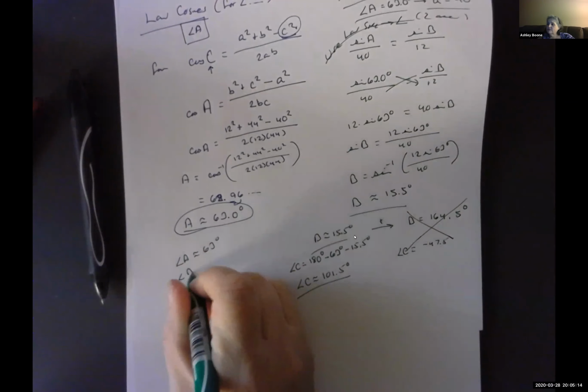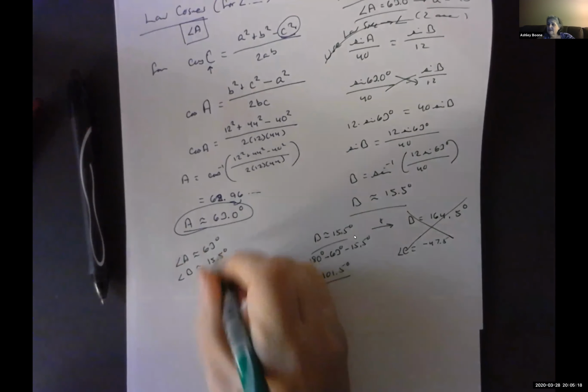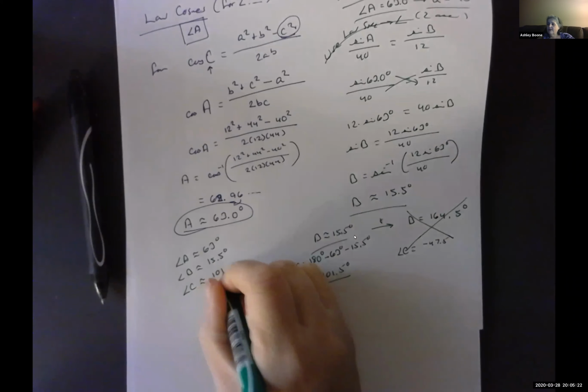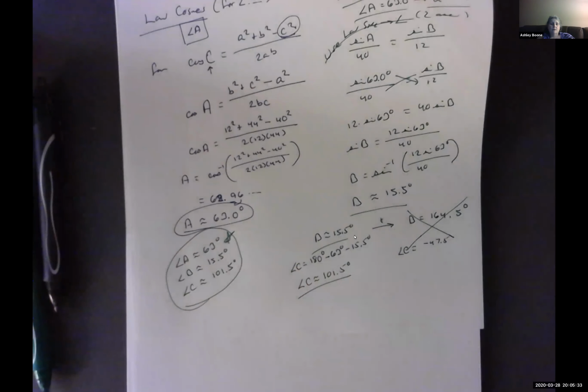So my answer: A is approximately 63 degrees, B is approximately 15.5 degrees, and C is approximately 101.5 degrees. That's my solution. That's the only case that will work for this one, where A is 63, B is 15.5, and C is 101.5. So that's our solution for that one. Notice I used both law of cosines and law of sines there.